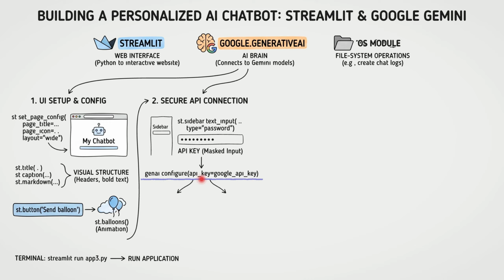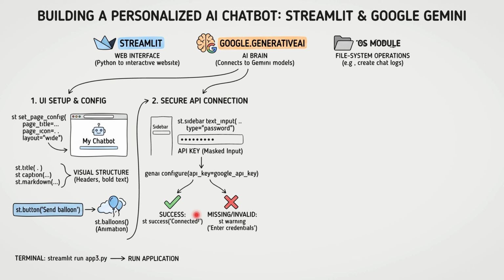We have logic here to handle the outcome. If it's successful, we show a connection message, but if the key is missing or invalid, we prompt the user with a warning. This safely prevents the app from contacting the AI without proper authorization.